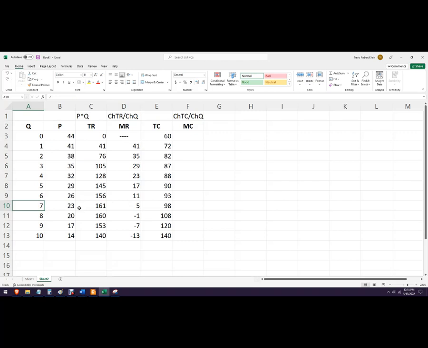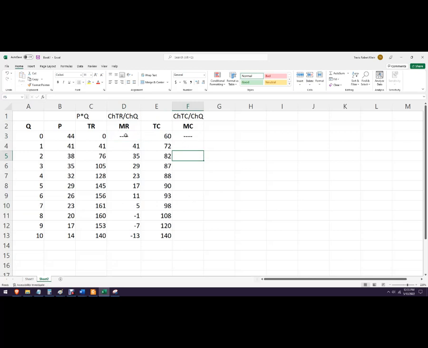It's also the quantity where the part of the demand curve changes from elastic to inelastic. So it's always elastic up on the upper left portion of the demand curve and inelastic in the lower right hand portion.